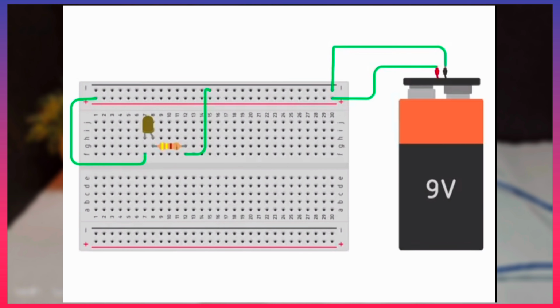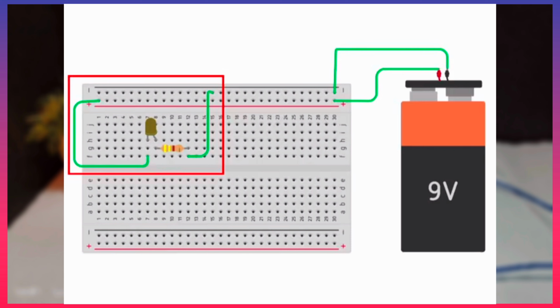In the next connection, the cathode of the LED is connected to the second rail. The anode of the LED is connected to the first rail through the resistor. The connections in the circuit are the reverse of what it should be. That's why the LED doesn't glow.